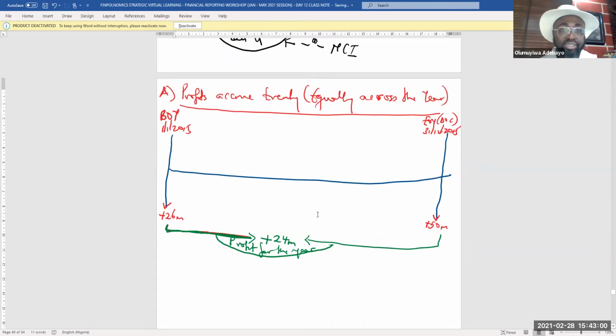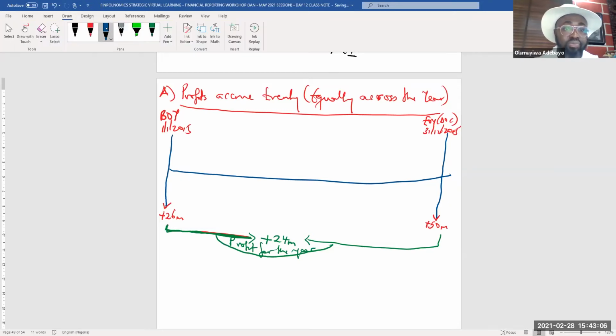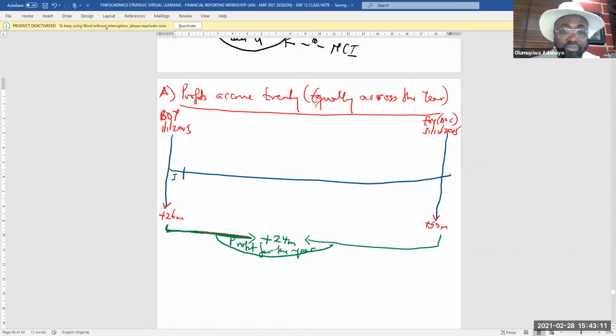If that is the case, and don't forget, this year can be broken down as follows into months. January, February, March, April, May, June, July, August, September, October, November, and December.